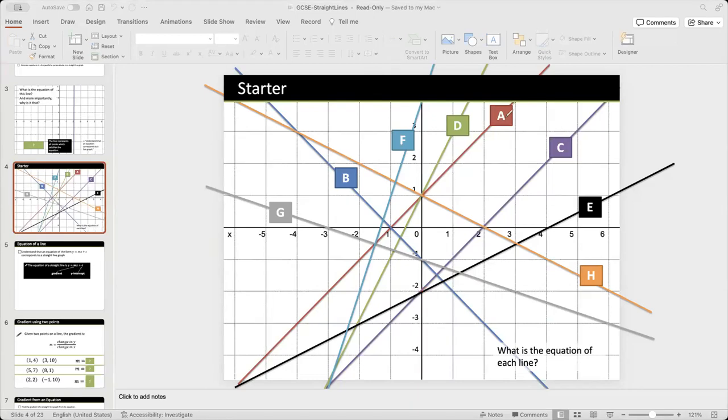You can see A, D, and H have the same y-intercept. E and C also have the same y-intercepts. G and B also have the same y-intercept. So that is just the point where the line crosses the y-axis. That's called the y-intercept.